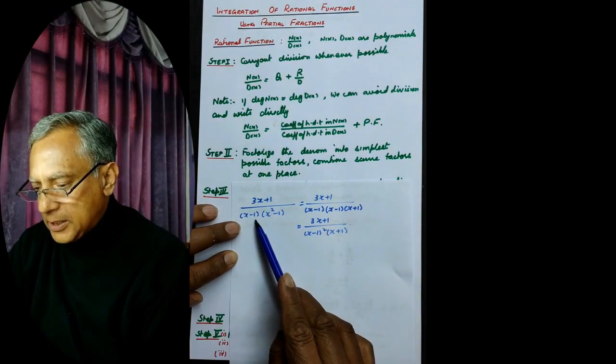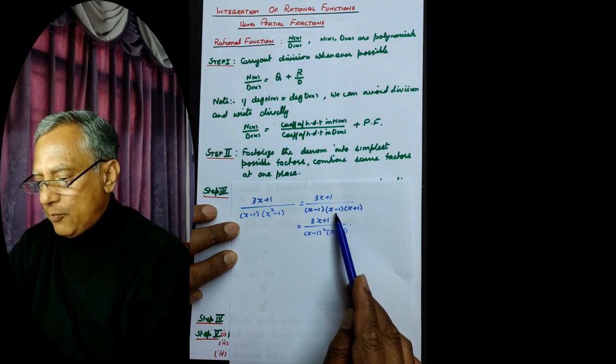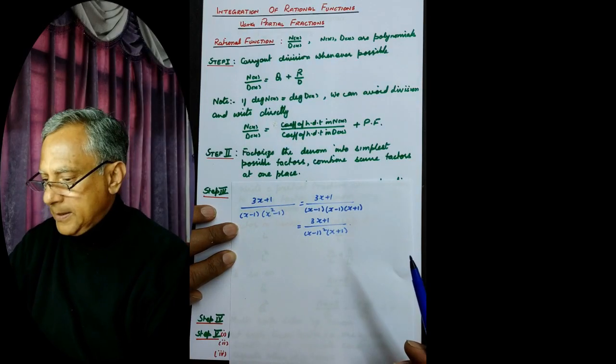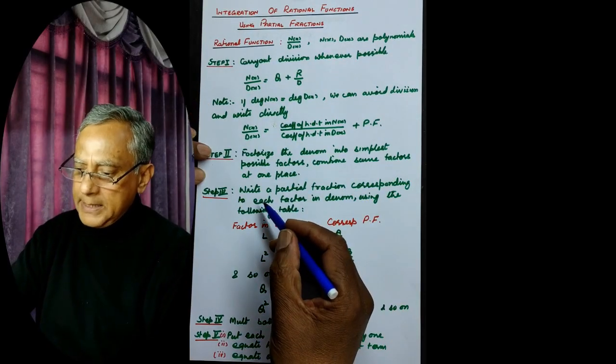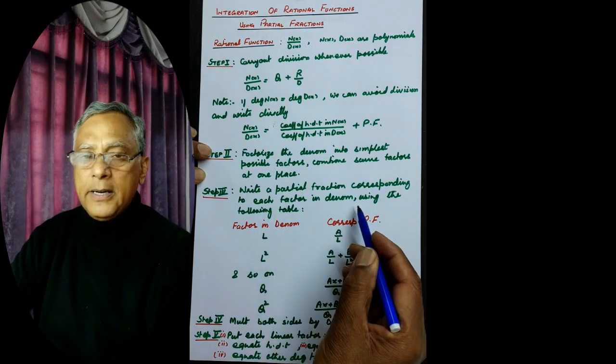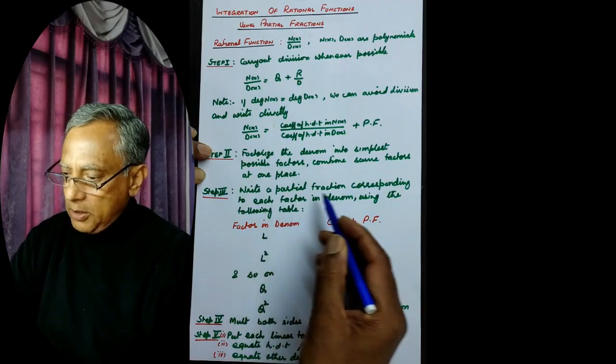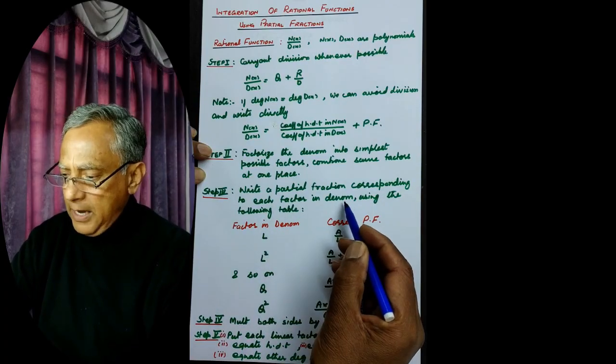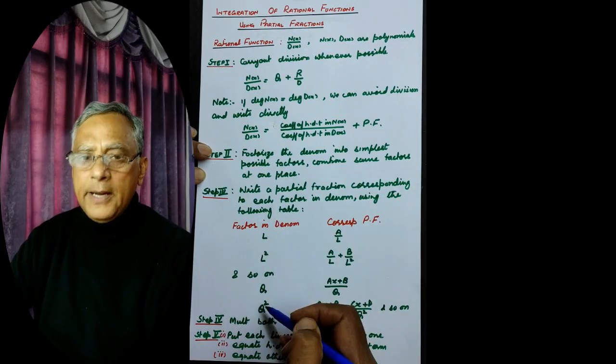So this is factorize the denominator and combine the same factors at one place. Now third step is write a partial fraction corresponding to each factor in the denominator. Write a partial fraction corresponding to each factor in the denominator using the following table.